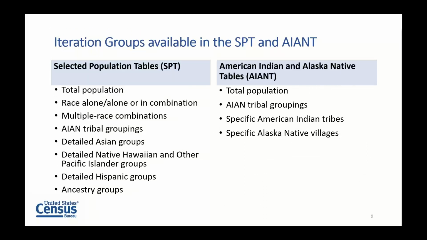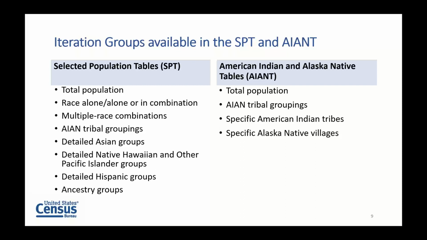So now let's take a closer look at the selected population tables and the American Indian and Alaska Native tables. And so here we want to look at our iteration groups that are available in the ACS population tables. So there are around 400 different population groups. These include an iteration for the total population, all race alone groups and race alone or in combination groups. The iterations are available for a number of multiple race combinations, for example, white, Black or African American and Asian.